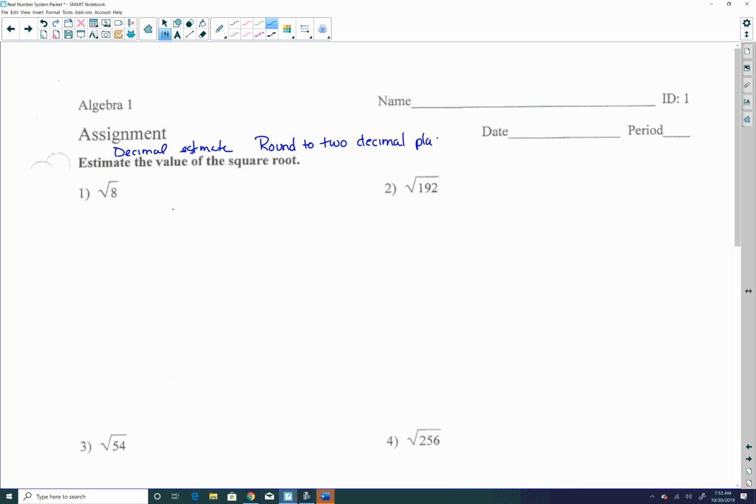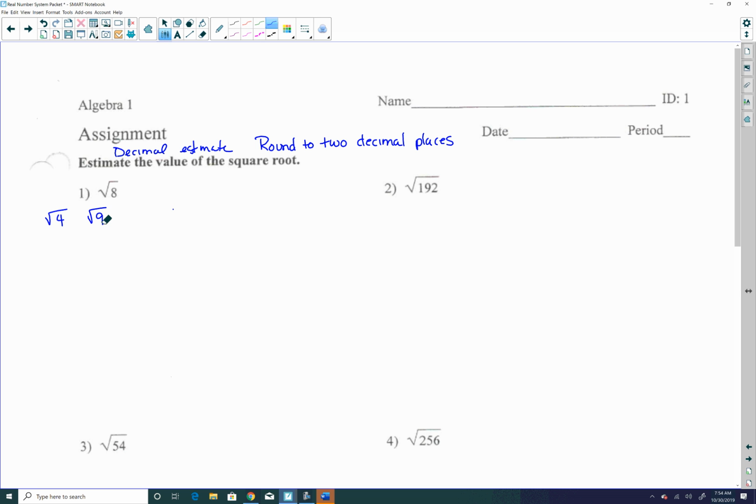When necessary. Okay, so let's do one together. The square root of 8. So our first step, you guys should have this in your notes. Our first step is to find the two perfect squares that the square root of 8 falls between. And that would, of course, be between the square root of 4 and the square root of 9.